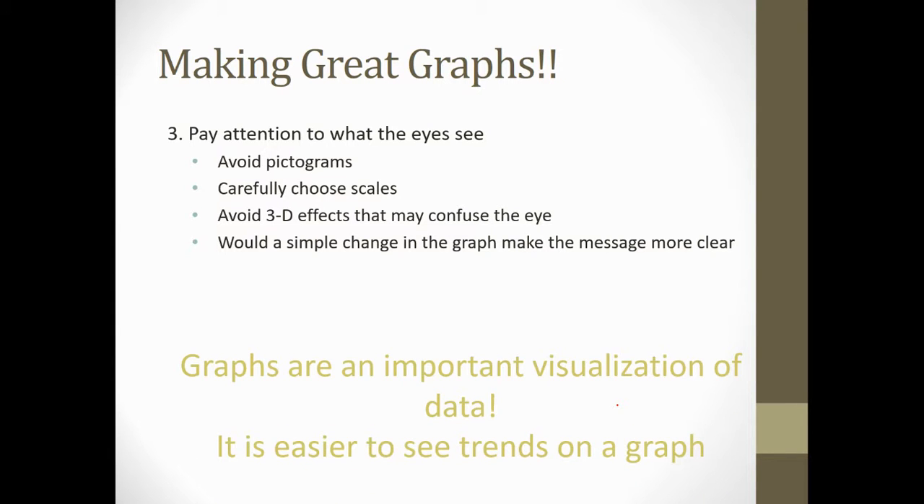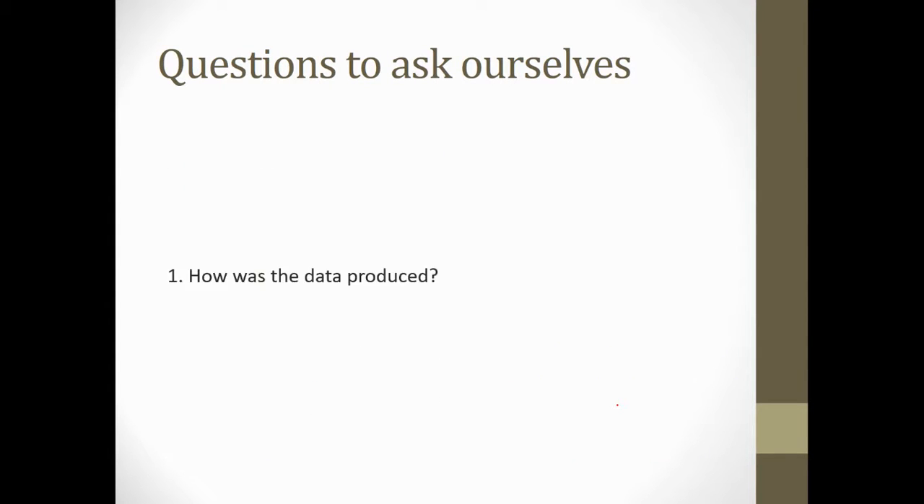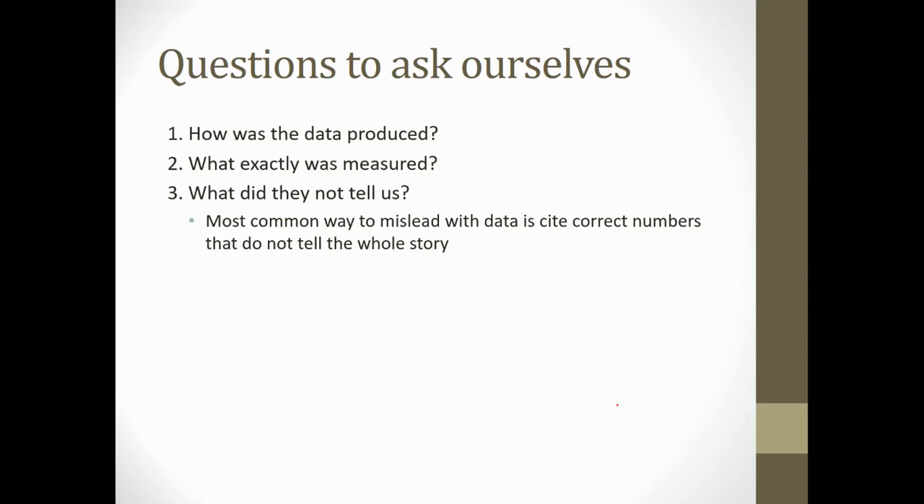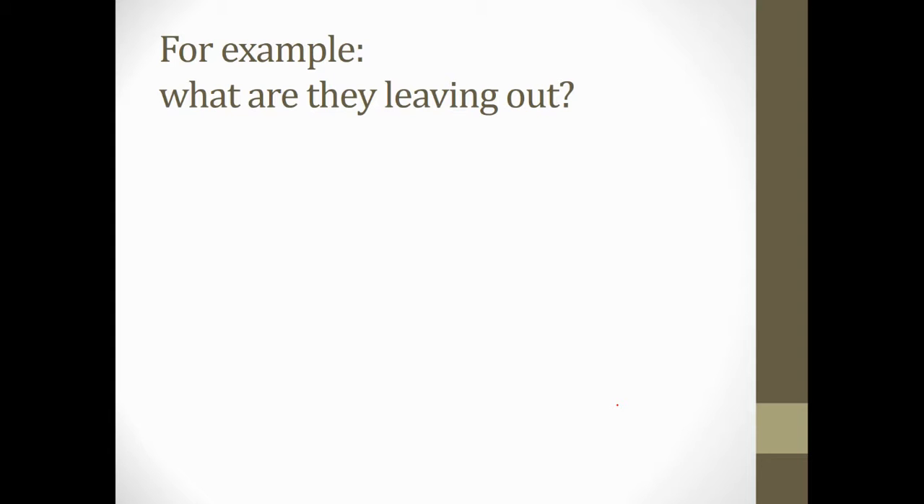Okay. Graphs are an important visualization of data. It's easier to see trends on a graph. The things that we need to ask ourselves: when was the data produced? Exactly what was measured? What did they not tell us? The most common way to mislead with data is to cite correct numbers that don't tell the whole story. Are their numbers plausible? Do they make sense?